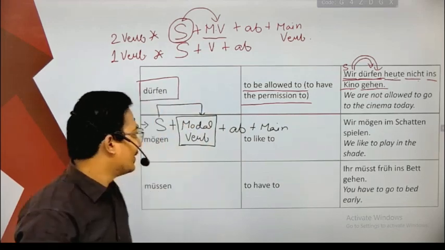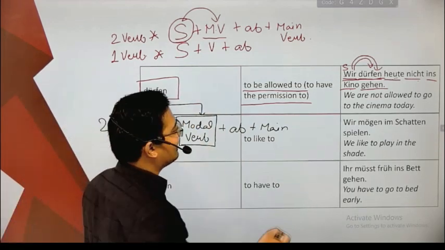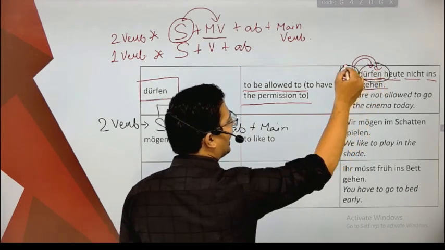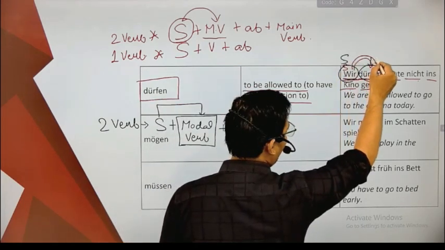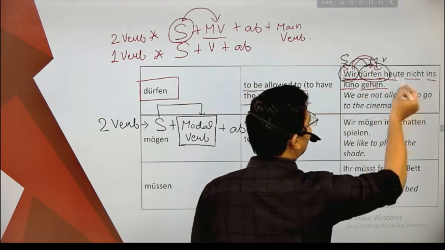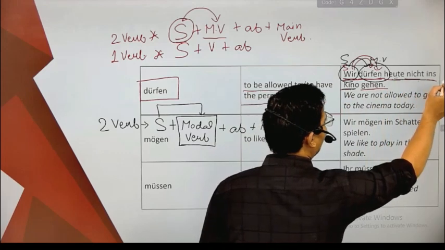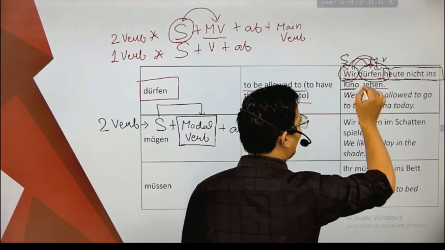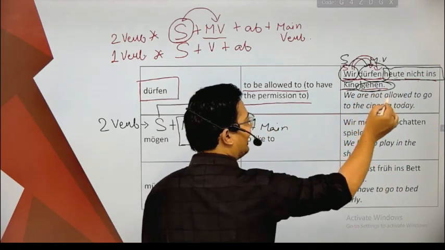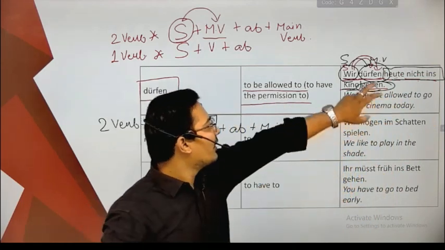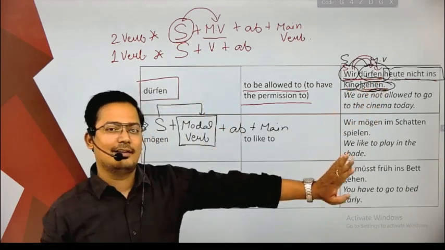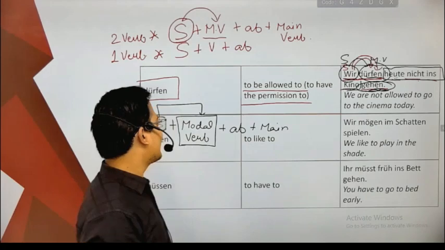Okay, so this is the sentence. See now the sentence: wir dürfen. Second place is taken by the modal verb. This is the subject, this is the modal verb. It is conjugated. Now heute nicht ins Kino. These are the object. Gehen is the verb. Gehen means to go. It is at the end. So the verb can either be at the second place or at the end. That's all. Okay. Let's see a few more examples.